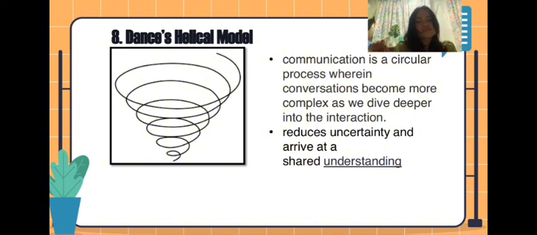We can see that, for example, as we first meet this person, we know a little about them. But as we communicate, it spirals up because we are receiving more feedback from them, and we also learn more about their social and cultural background, their religious beliefs, and so on. Moving on, it reduces uncertainty and arrives at a shared understanding because it considers feedback, what I have said and what the other party has said, be it the internal or the external cues.